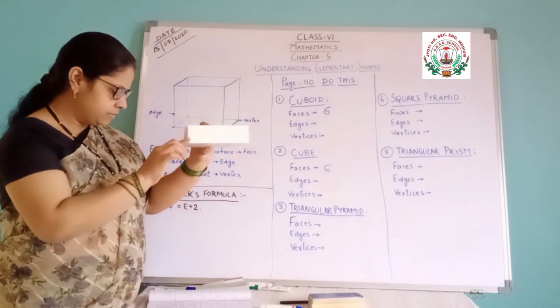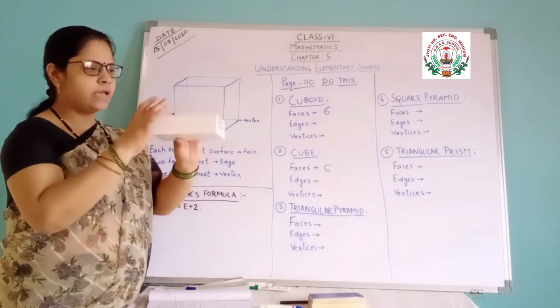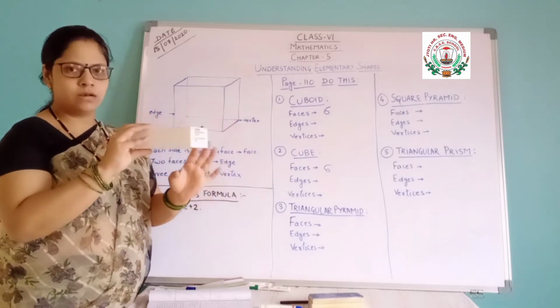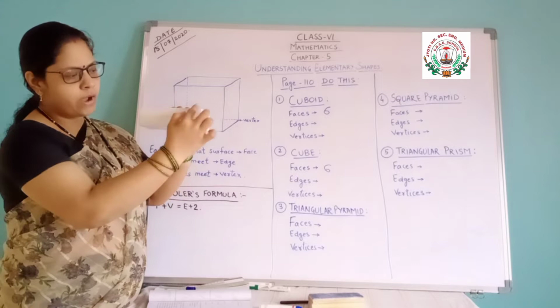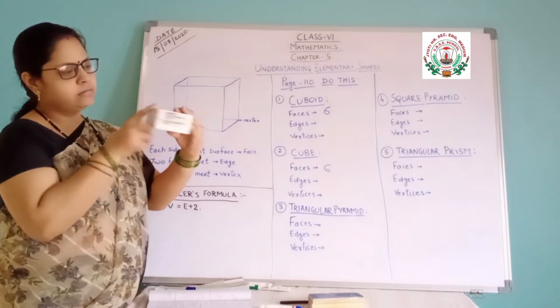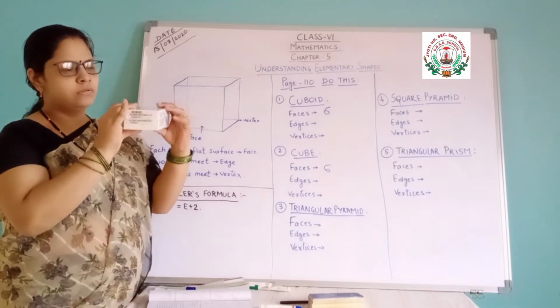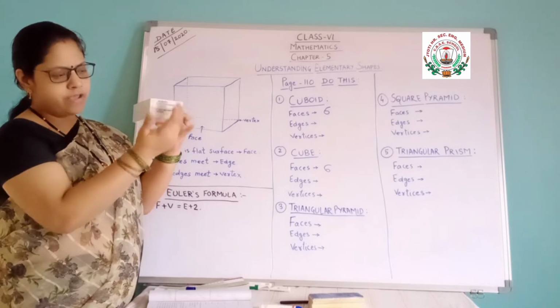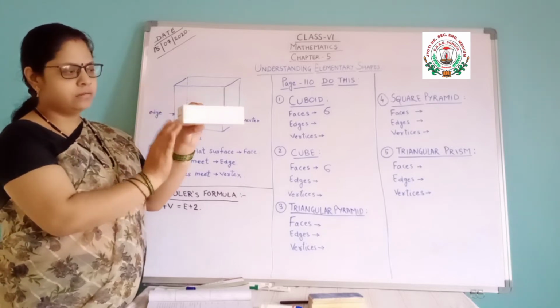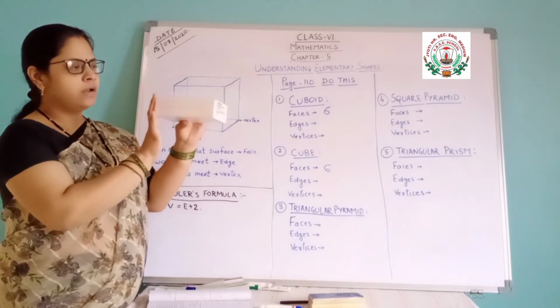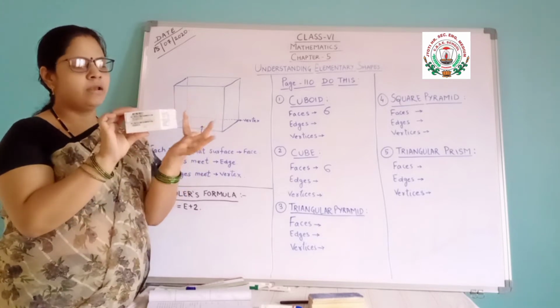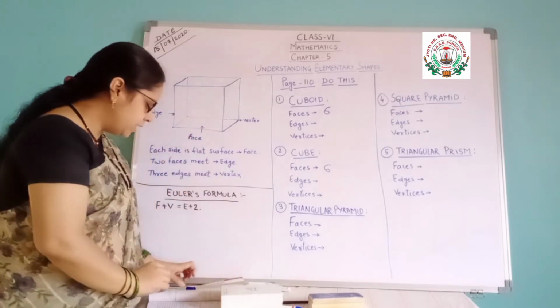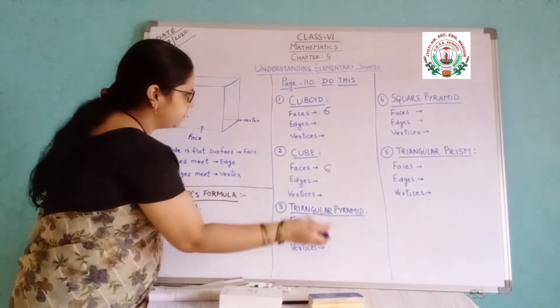Then this is the ninth edge, this is 10, and this is 11, this is 12. Again repeating: 1, 2, back side 3, 4. Then this side 5, 6, 7, 8. Then height also 9, 10, and this side 11 and 12. So a total of 12 edges will be there.